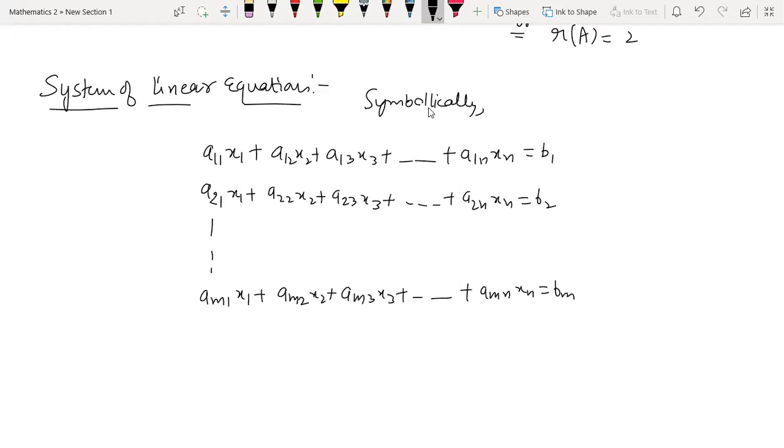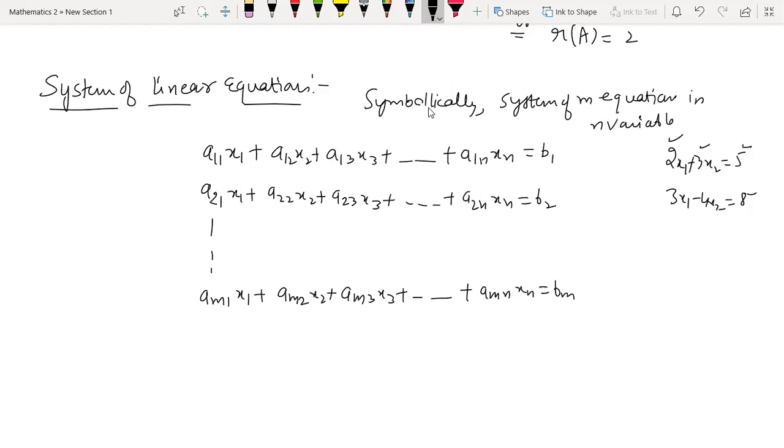Now this is something you already know, because this is how a system of equations looks like. 2x1 plus 3x2 is 5, 3x1 minus 4x2 is 8, something like that. So we do have coefficients, and we do have a right hand side vector. The rest is just the unknown variables x1, x2, x3. So I am writing a system of how many equations? m equations in n variables.